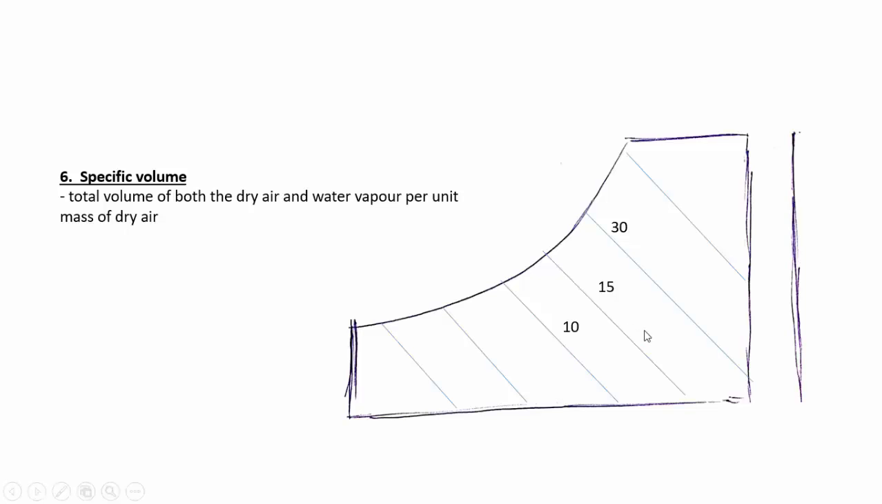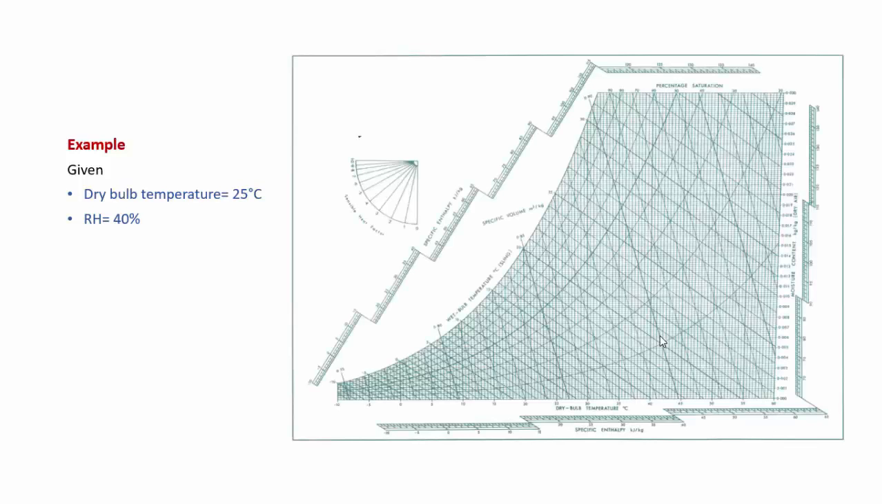So this line represents the specific volume. From this data, if you understand each line of the properties, then you can determine any given data from the psychrometric chart. So, for example, if the dry bulb temperature is given at 25 degrees centigrade and the relative humidity at 40%, then you can read the other necessary thermodynamic data from this psychrometric chart.